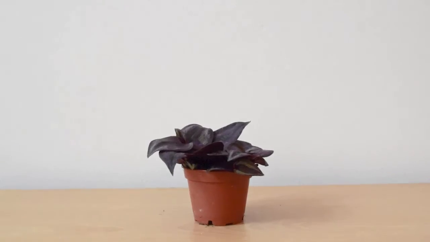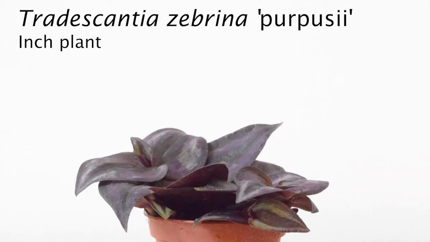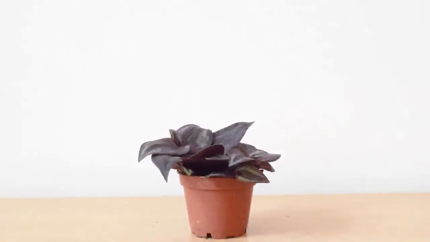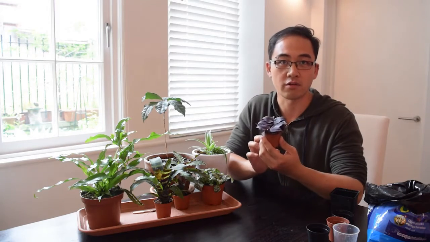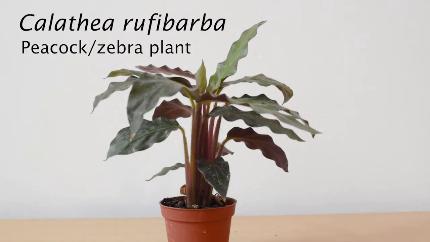Other rainforest understory plants that I've got today are this one here. This is a Tradescantia zebrina purpusii, also known as spiderwort or inch plant or wandering Jew. This is another rainforest understory plant native to Central and South America, and it gets its name, inch plant and wandering Jew, because of how quickly it can grow. Supposedly it can grow up to an inch a week. Next one I've got here is the Calathea rufibarba, and this is another rainforest understory plant native to Central and South America.